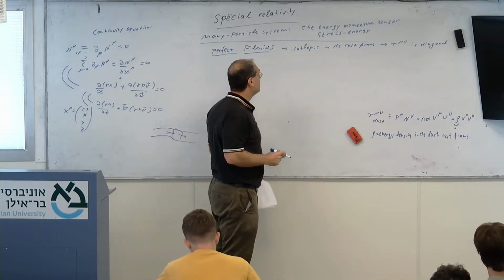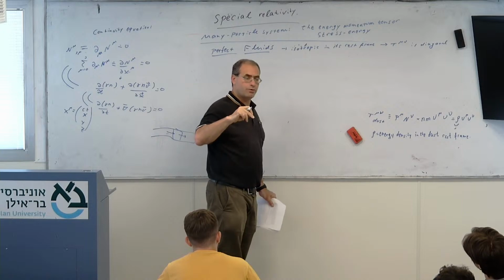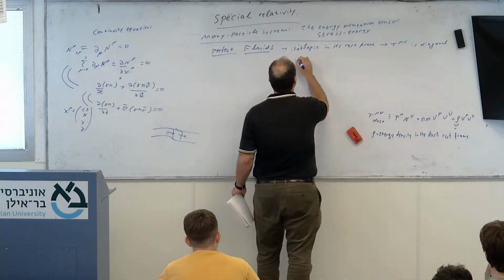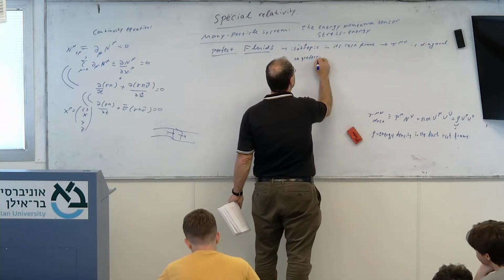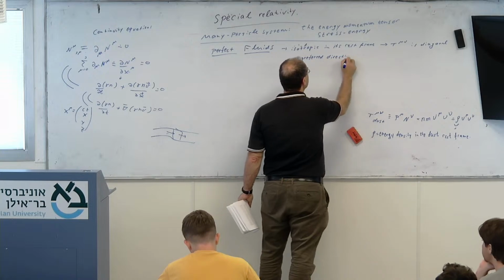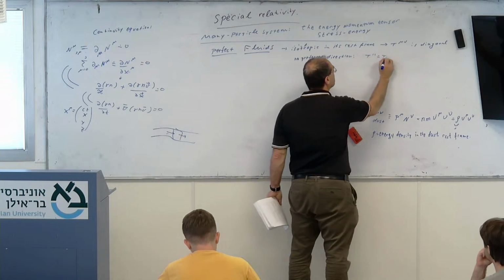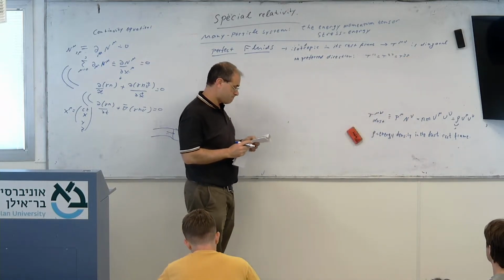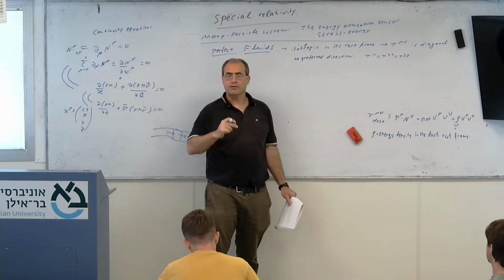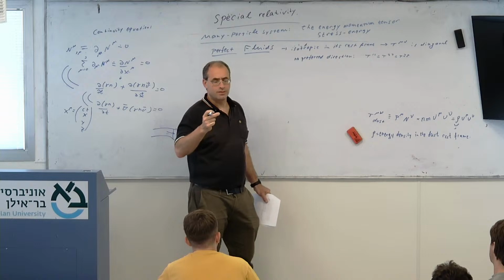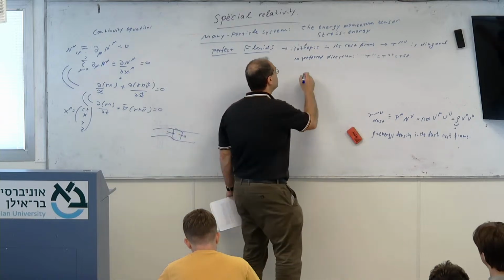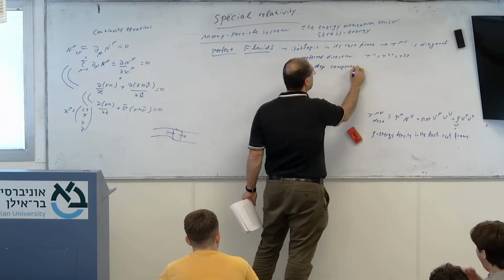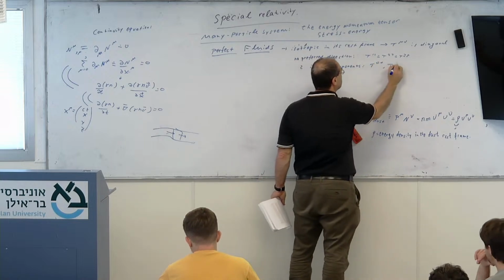Okay. And more than that, all the non-zero spatial components have to be the same, because there is no preferred direction. So T11 is equal to T22 is equal to T33. So really we end up with only two independent components, T00 and Tii.